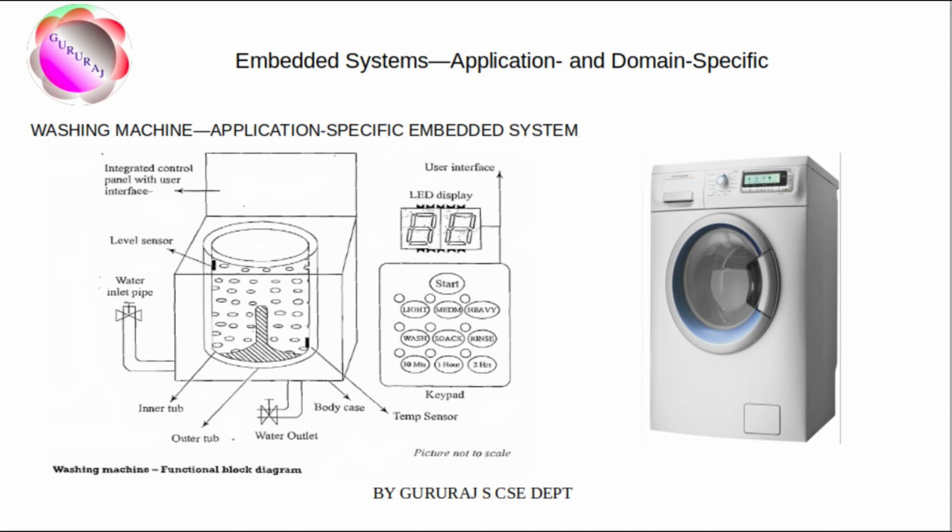The control unit also provides connectivity to the user interface like a keypad for setting the washing time, selecting the type of material to be washed, light, medium, heavy duty, etc. User feedback is reflected through the display unit and LED connected to the control board. The functional block diagram is also shown.